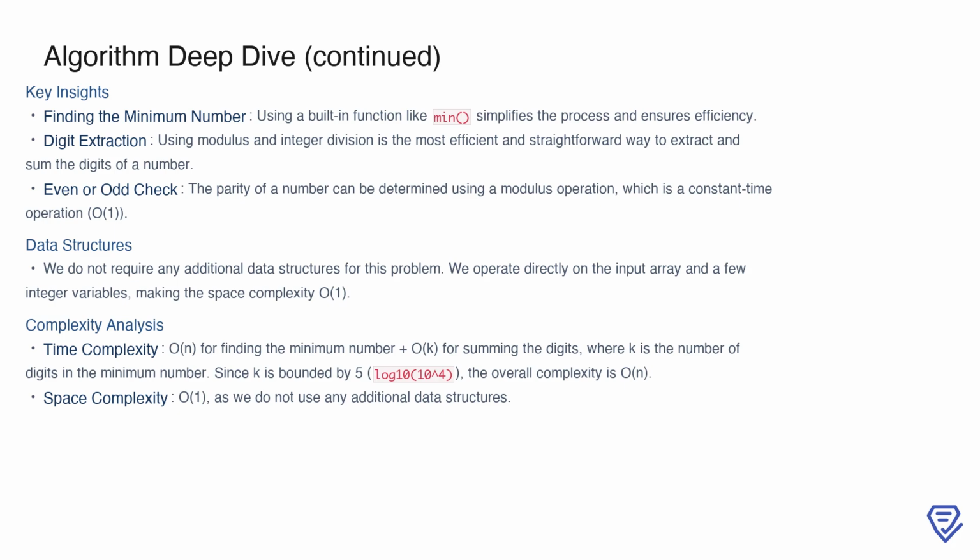In terms of data structures, this problem does not require any additional structures since we operate directly on the input array and use a few integer variables, making the space complexity O(1). For time complexity, finding the minimum number takes O(n), where n is the length of the array. Summing the digits of the minimum number takes O(k), where k is the number of digits in the smallest number. Since k is at most 5 for the given constraints, the overall time complexity is O(n).